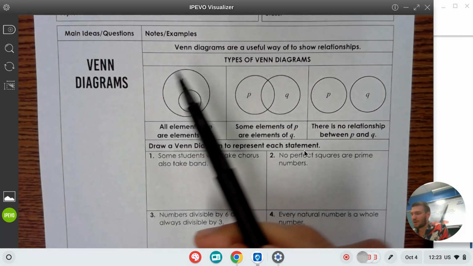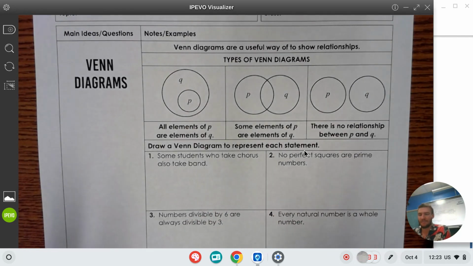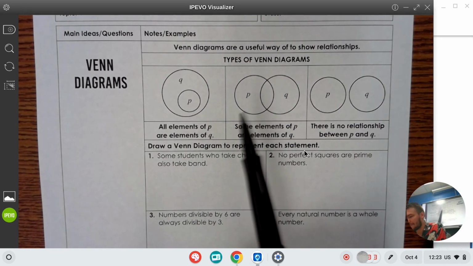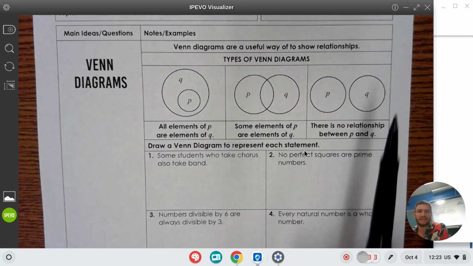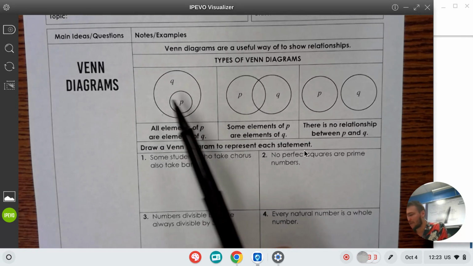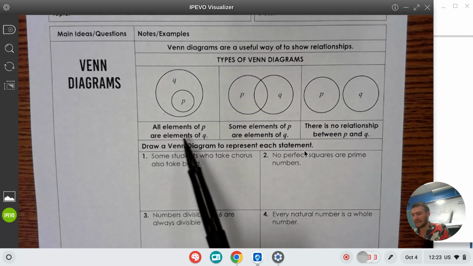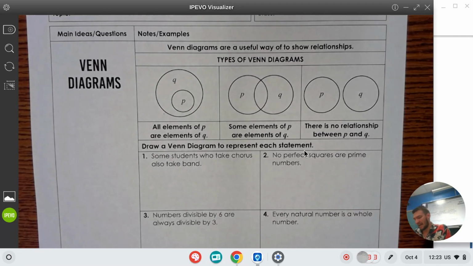Venn diagrams are a useful way to show relationships. A lot of times I like to think of them like they're little populations, okay? And we pretty much have three different case scenarios. Either P is entirely within Q. That means every single element of P is an element of Q, right? That means the entire population of P is also a population of Q.